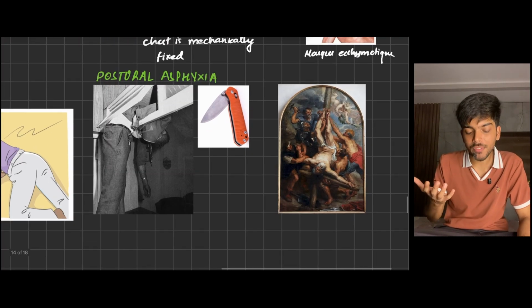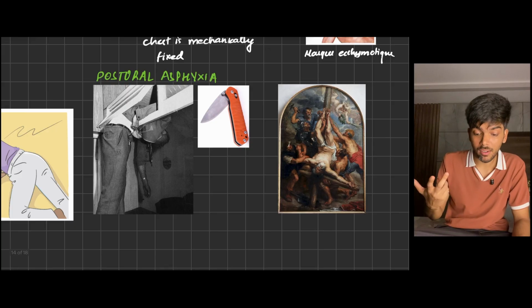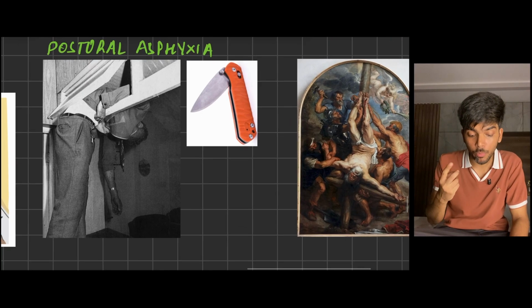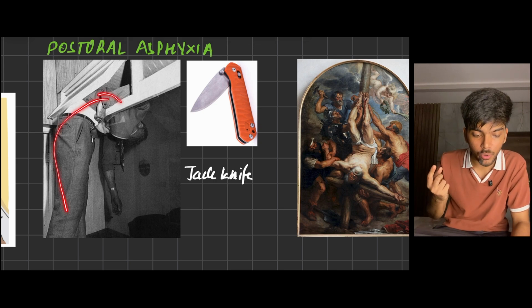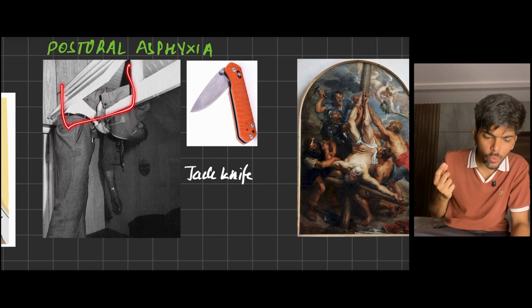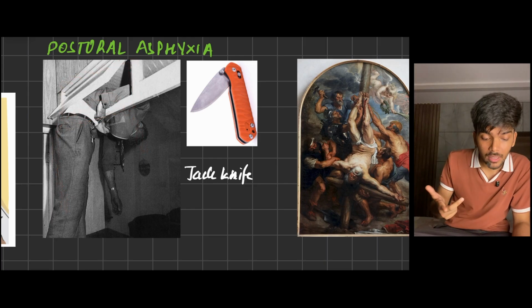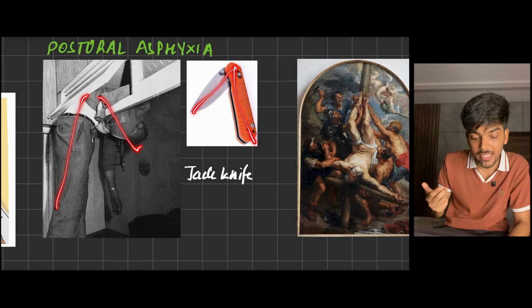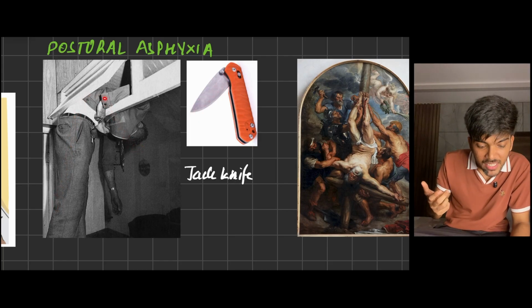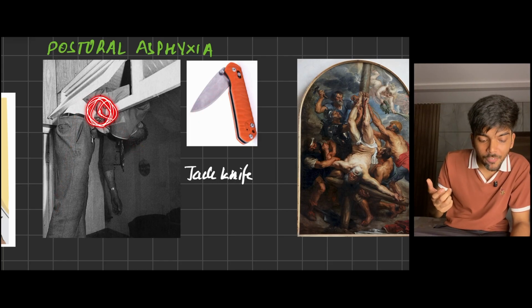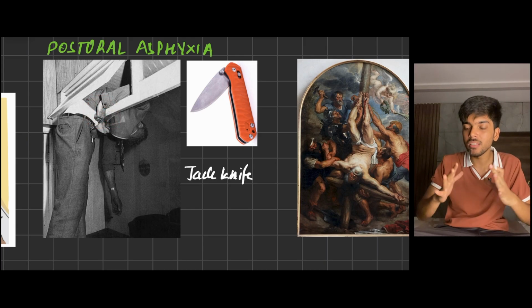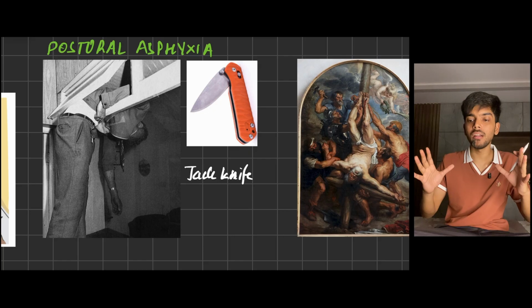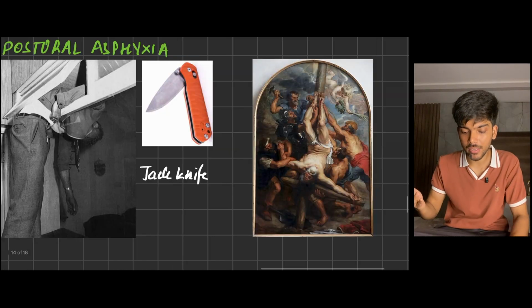Then postural asphyxia. This is due to posture, and there are two abnormal postures. First is jackknife. See, this person was trying to enter through this narrow window where he got stuck. The position is jackknife, just like a jackknife, due to which the viscera, the abdominal organs, fall down, push against the diaphragm and prevent the expansion of lung. So lung does not expand, the person does not breathe, and the person dies.